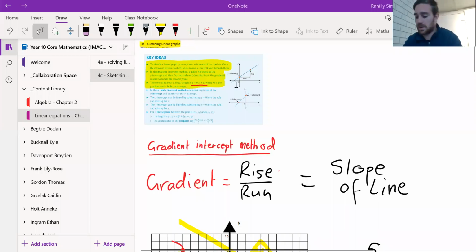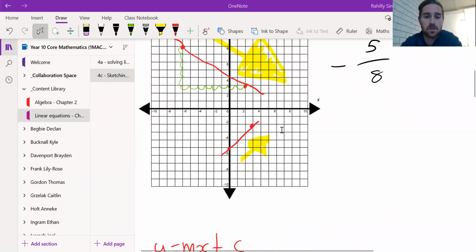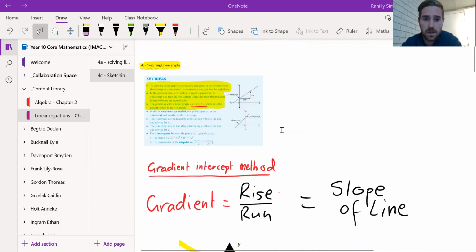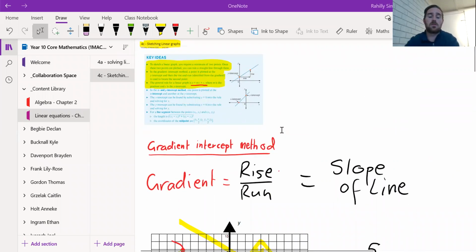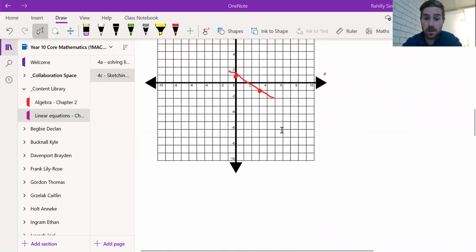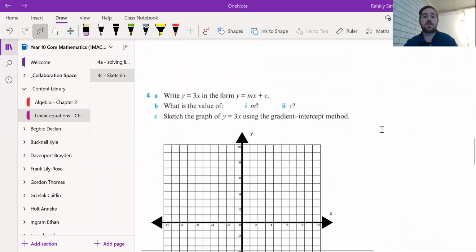So this is what we covered yesterday. We started looking at our gradient intercept method, our rise and our run, and then using y equals mx plus c. Hopefully you guys did all right with that. If you didn't, let me know and we'll work together on that. All we're going on with today is pretty much the same thing, just going to the next step.